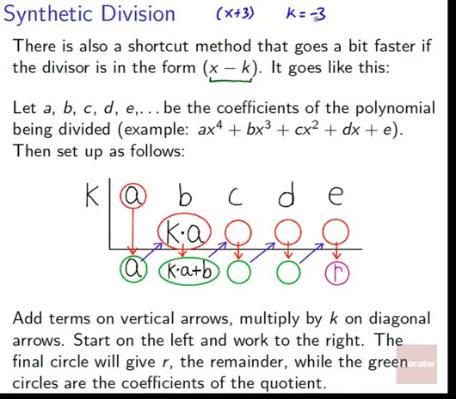So it goes like this. We let a, b, c, d, e be the coefficients of the polynomial being divided. So for example, if we have ax to the fourth plus bx cubed plus cx squared plus dx plus e, then we set it up as follows. So k, this k right here, is on the outside of our little bracket thing. And then we set them up a, b, c, d, e. Now the very first step, every vertical arrow, you bring whatever is above down below the line.